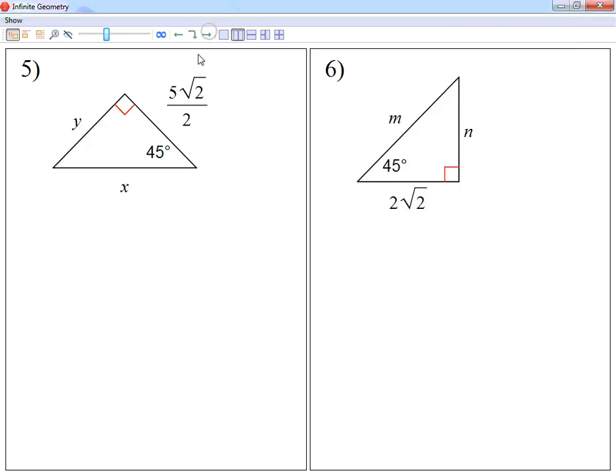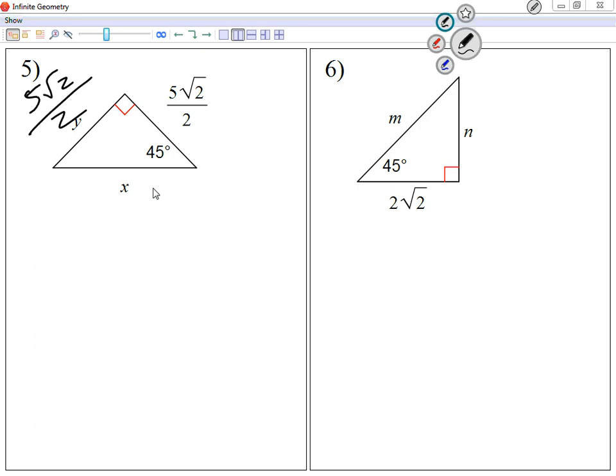All right, let's take a look at number 5. For number 5, we're given the side. How big is y? 5 radical 2 over 2. Okay, so that was easy.